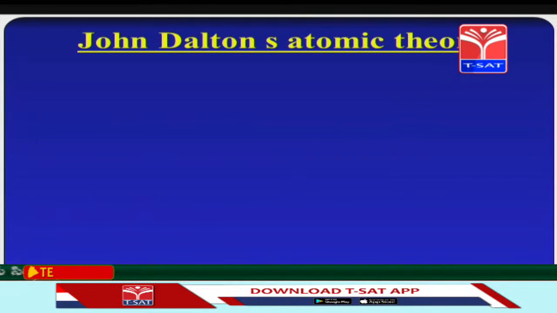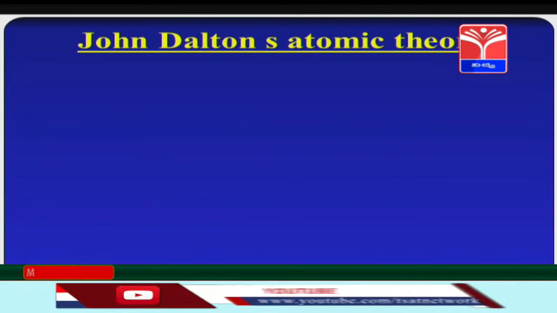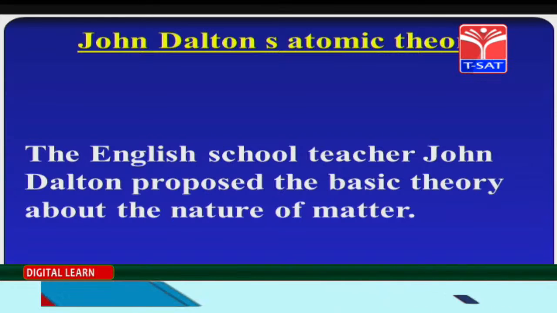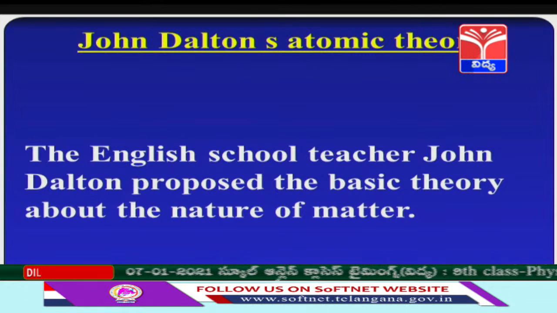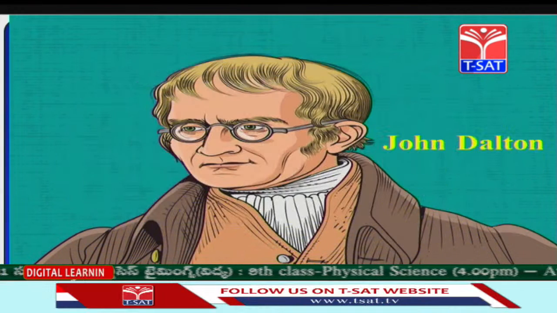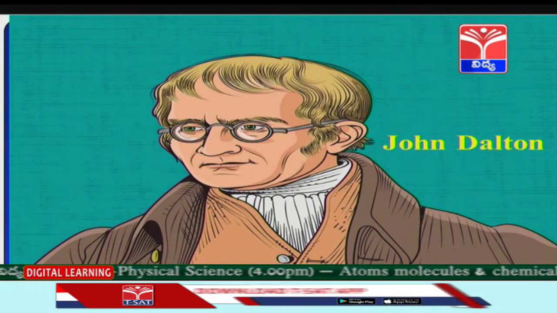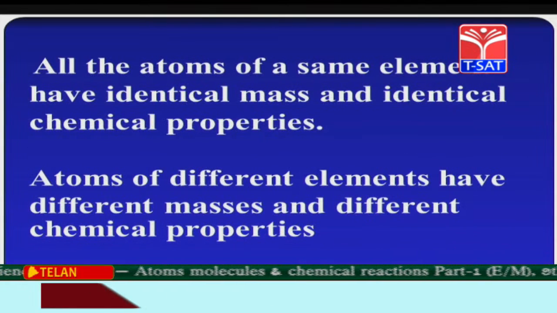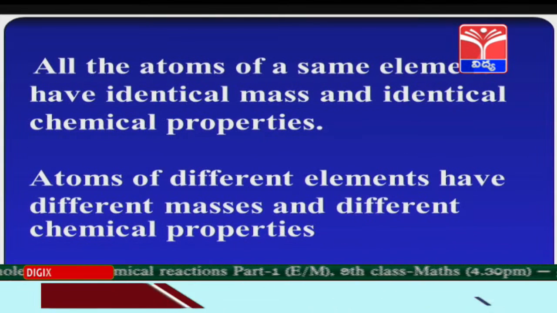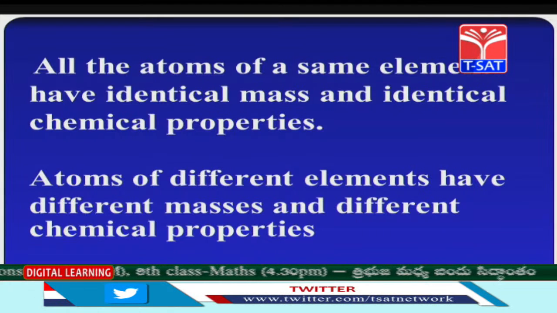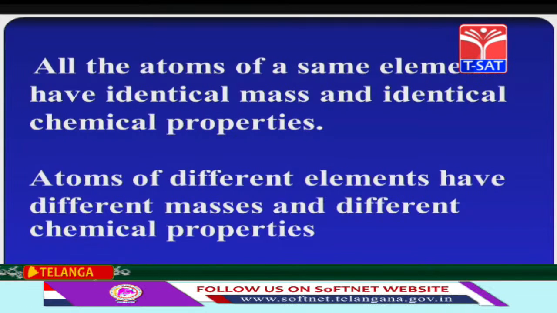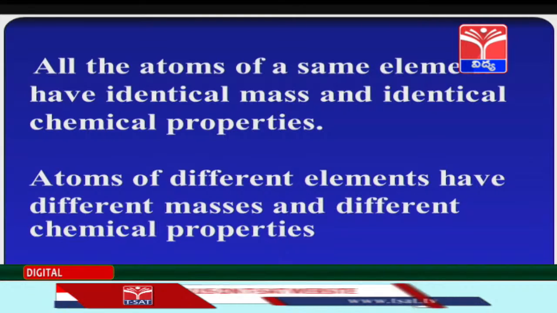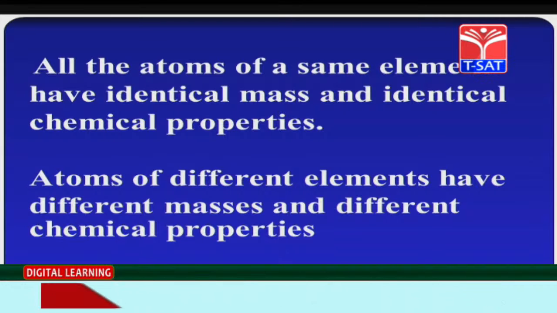So, here we come with another theory given by John Dalton. John Dalton's atomic theory. John Dalton was an English school teacher. He proposed a basic theory about the nature of matter. Look at this picture. He is Mr. John Dalton. He said that all the atoms of the same element have identical mass and identical chemical properties. Atoms of different elements have different masses and different chemical properties.